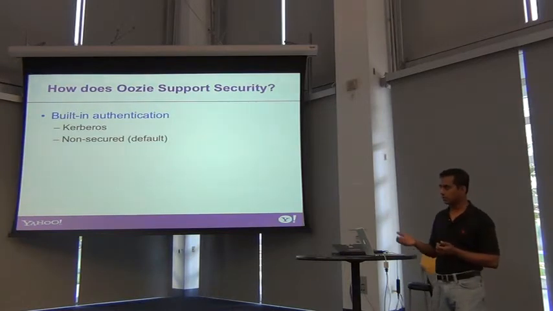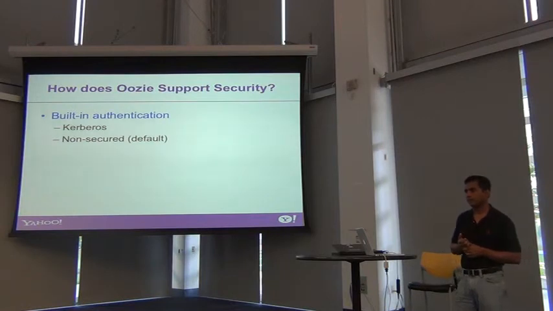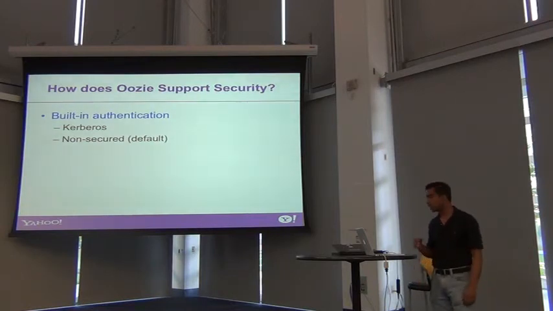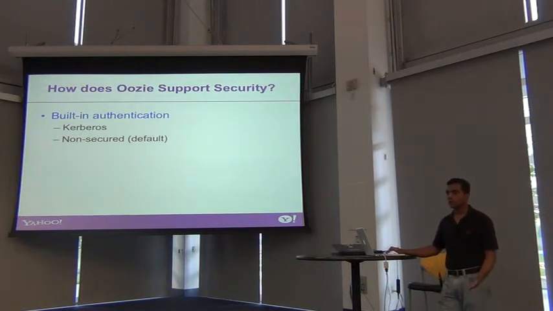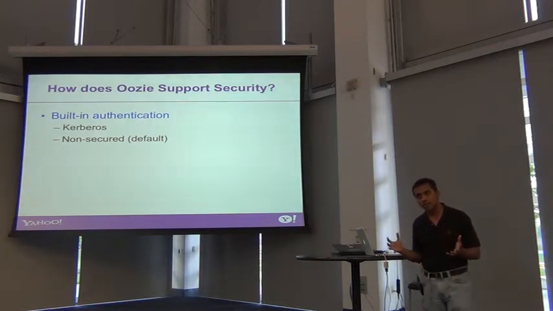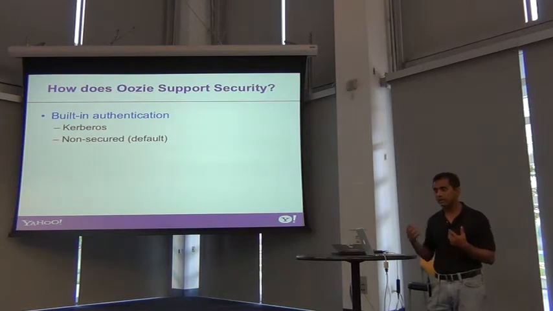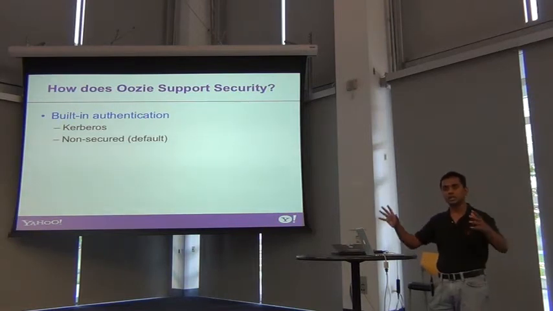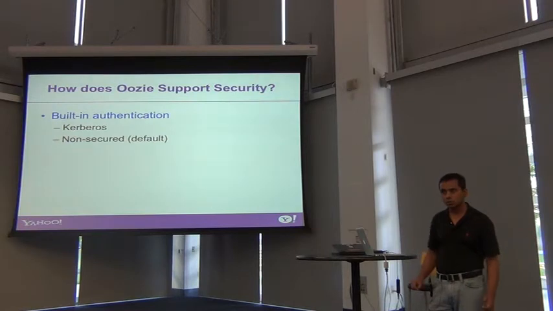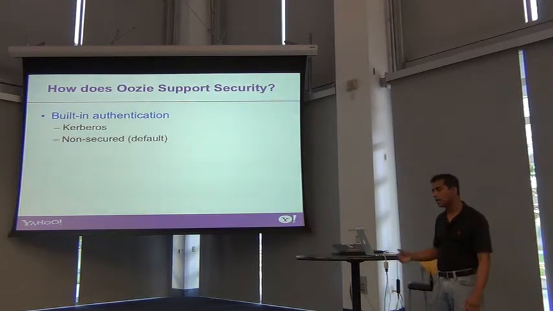Oozie has a built-in authentication system in the new version, where the default support is for no security, as I told, but we have Kerberos authentication here. However, we found out that most of the customers, most of the companies, have their own internal authentication mechanism. They do not follow our thing. They cannot change all their authentication to one way just because you are asking them to follow your authentication way. So we are not enforcing that.